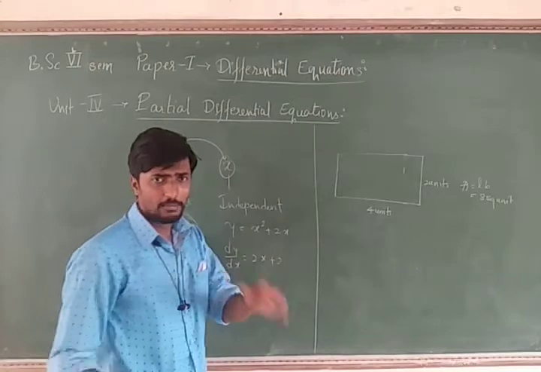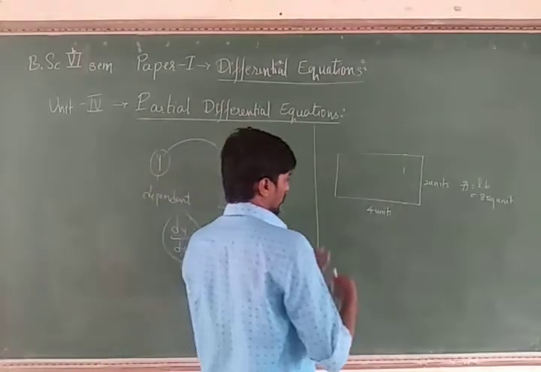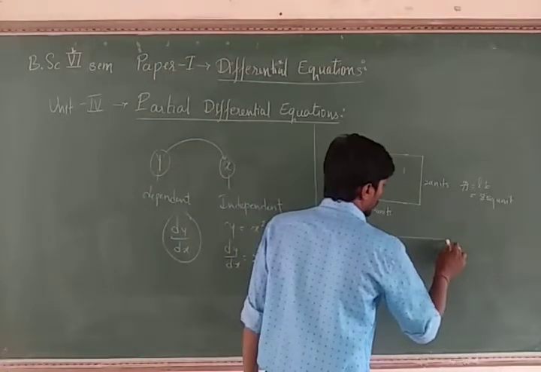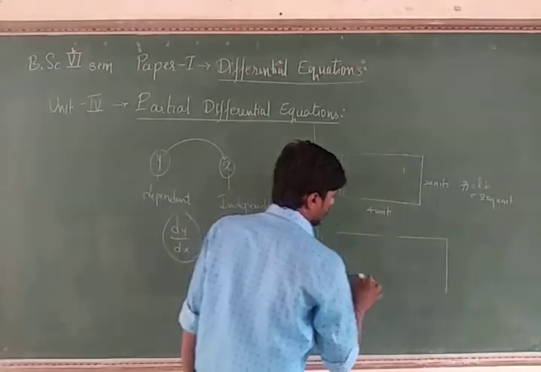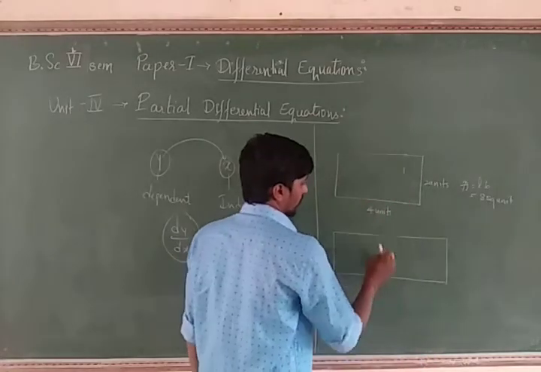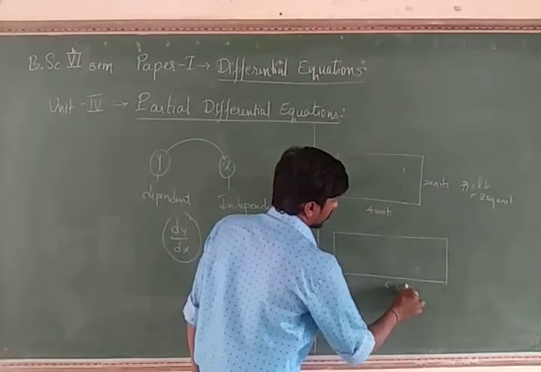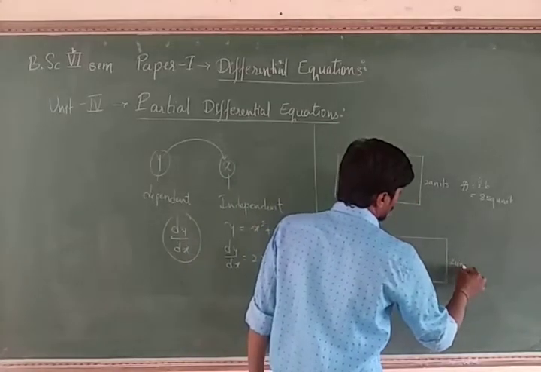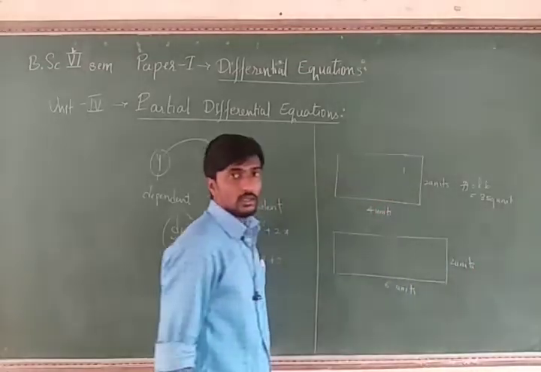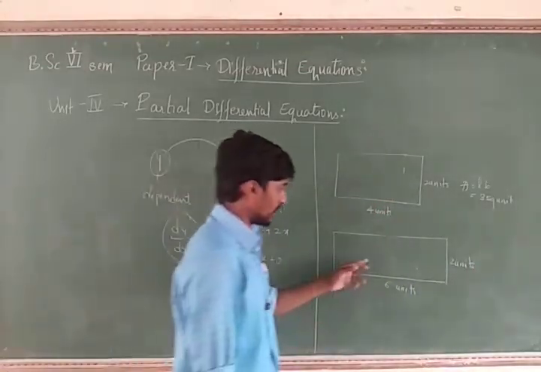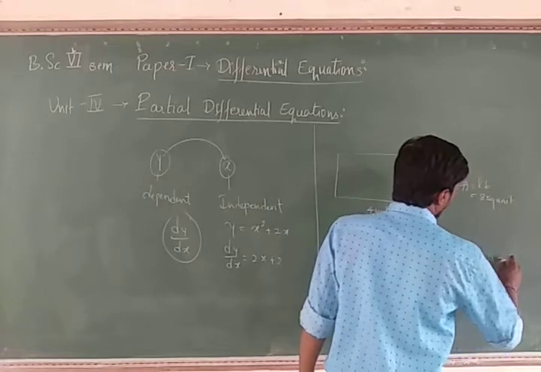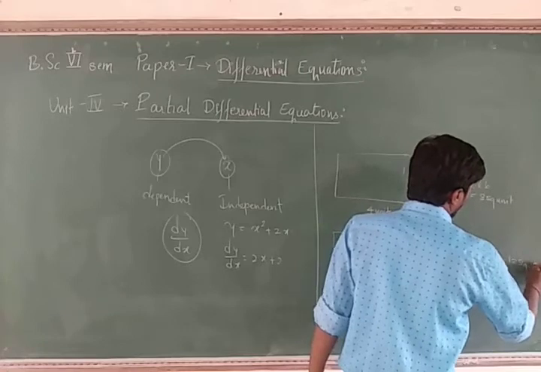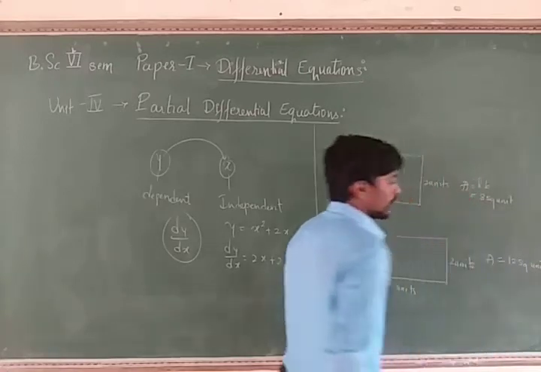So let's make something different here. I will change the length of this rectangle. I will make the length 6 units, and I will keep the width constant, the width is 2 units as it is. So what happened here? Now the area is equal to length into width, 6 into 2, it is 12 square units.